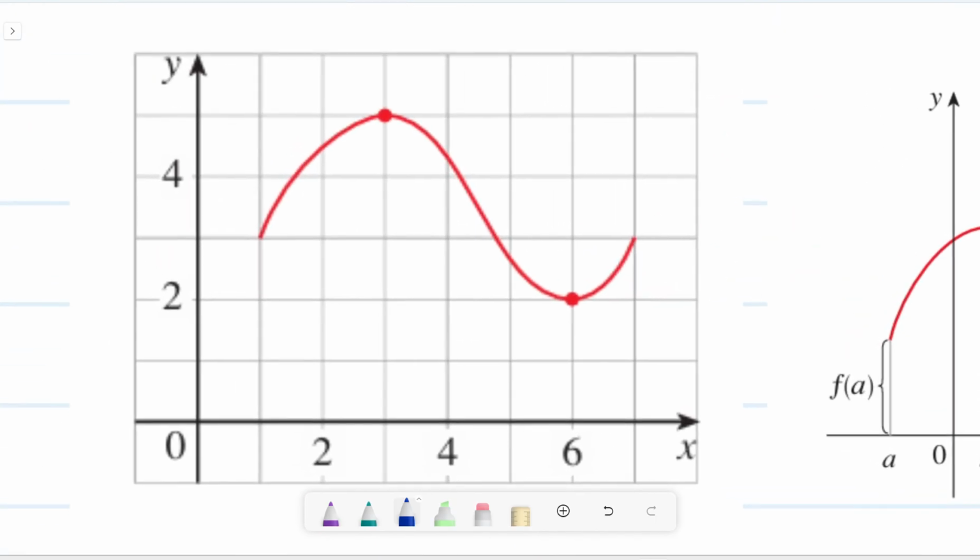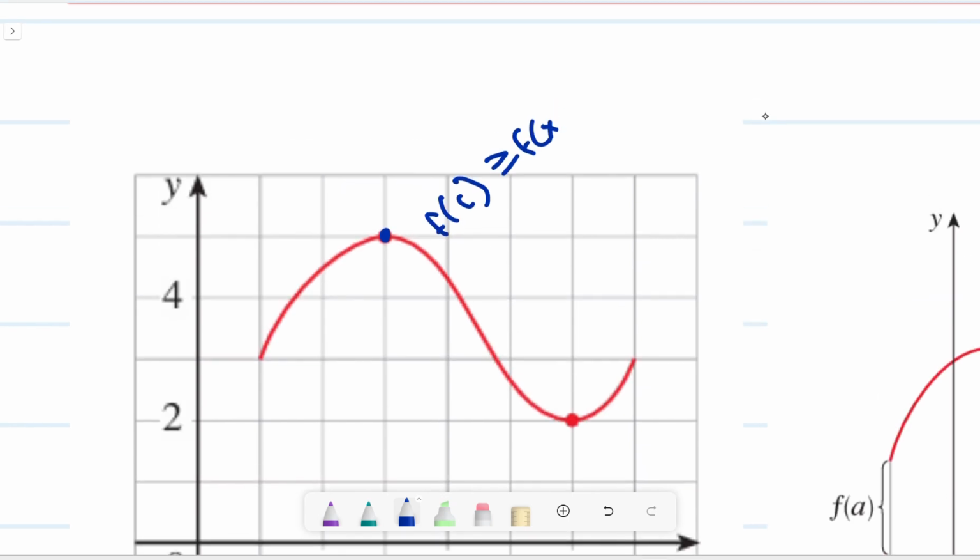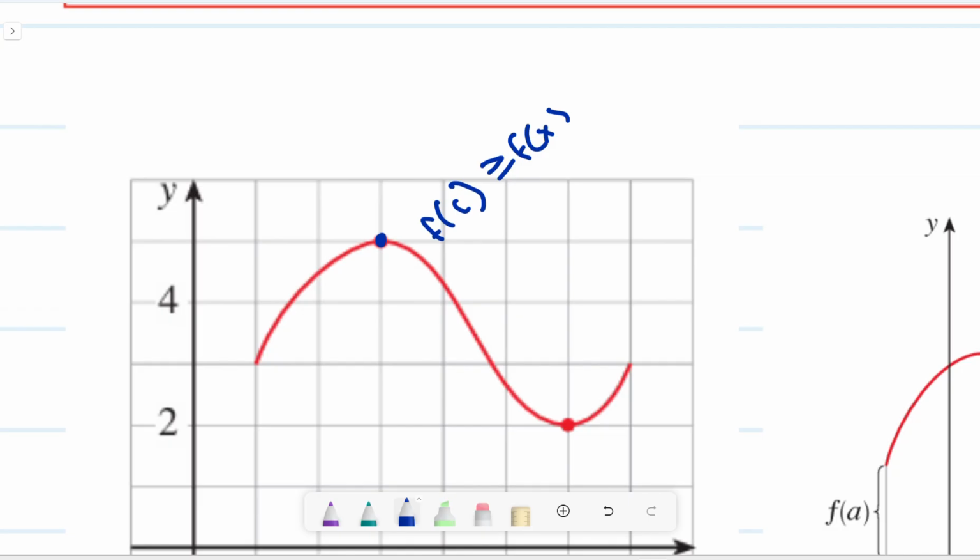So let us look at this graph in order to clarify the definition. At the point x equals 3 and f of x equals 5, this point is the highest point in the graph. This is what the definition refers to as f of c being greater than or equal to f of x for all x in this graph, for all x in the domain. Because of that, we call this point the absolute maximum, and another word for absolute is global.